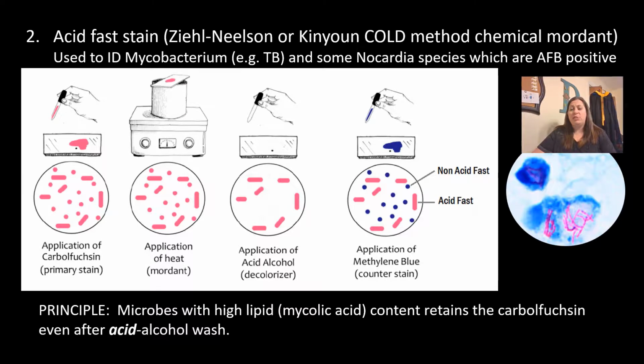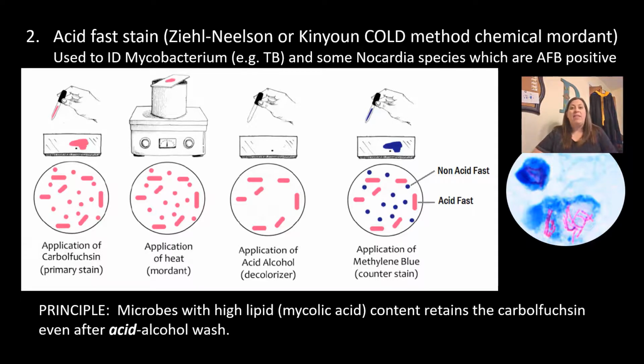Another type of differential stain that can be used is called the acid-fast stain, also known as the Ziehl-Neelsen or the Kinyoun cold method chemical mordant stain. These are used to ID what we call mycobacterium. One of the main examples of mycobacterium is tuberculosis or TB. We also can see that these could be used for what we call Nocardia species as well. So these are what we would use. We can't use gram staining for them, so we would use an acid-fast base staining, so an AFB stain.